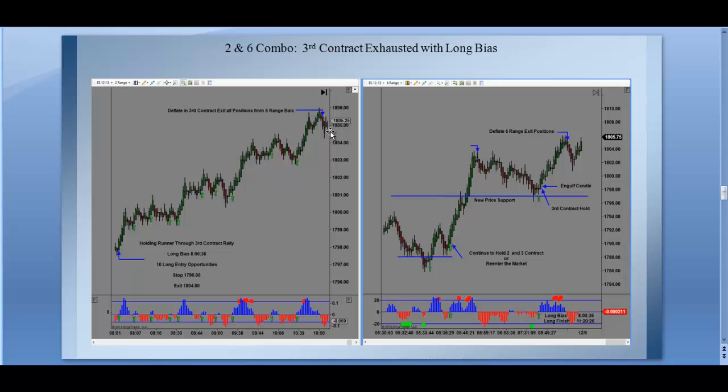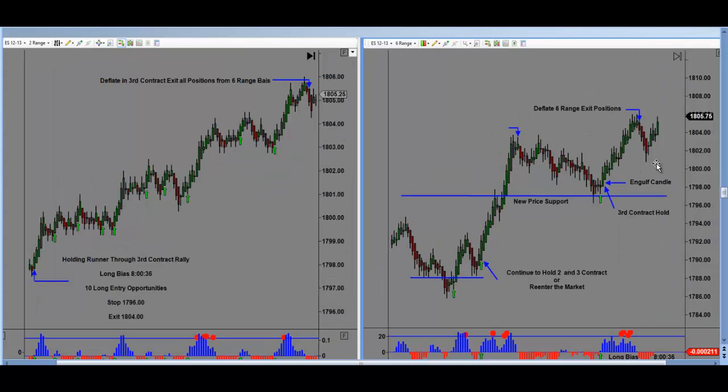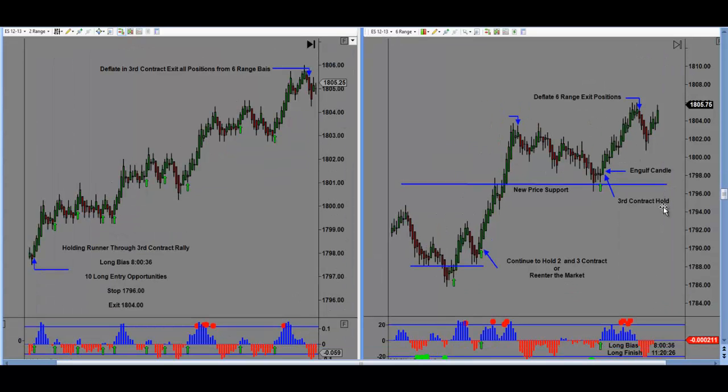And this is what we have here. Now, I'll zoom in just a little bit so we can take a look. Okay, what we have is a long bias at 8 a.m. Pacific Standard Time, and it finishes at 11:20. Okay, and you can see that from the green arrow down here below.